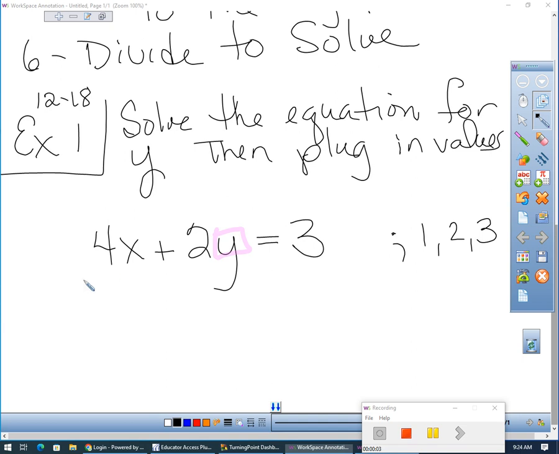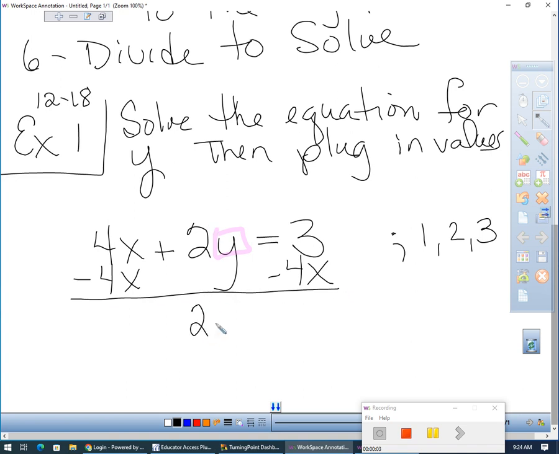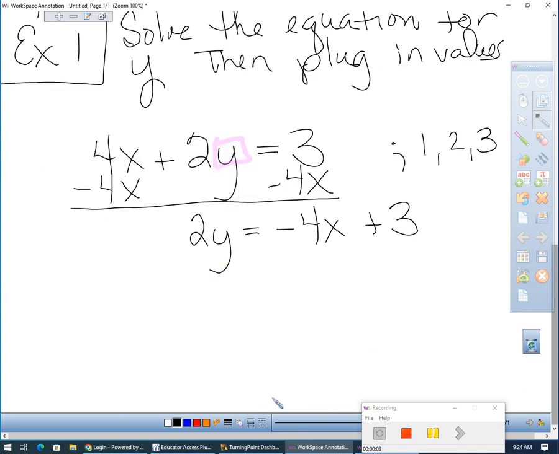So I have to move this 4x to the other side. So on this side, I still have 2y. Can I combine these together? No, they are not like terms, so I have to write them down separate. Negative 4x plus 3. Okay? Now, is the y by itself yet? Nope. What's our last step? We divide to solve. So we get y equals.